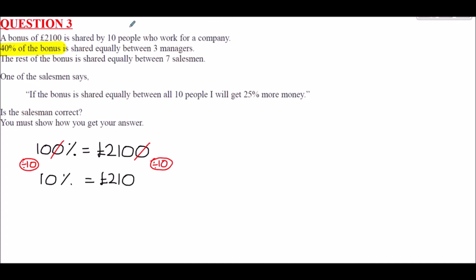Now we've got 10%, we could easily work out 40% by just multiplying this by 4. 10 times 4 gives us 40, so we do the same to this 210. So 210 multiplied by 4, that's going to give us 840. So that's what the managers are getting. So these 3 managers are getting in total £840. So I'm just going to make a note to myself that that's what the 3 managers are getting between them.